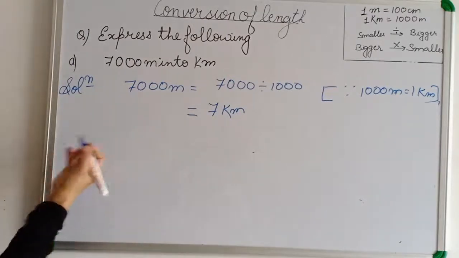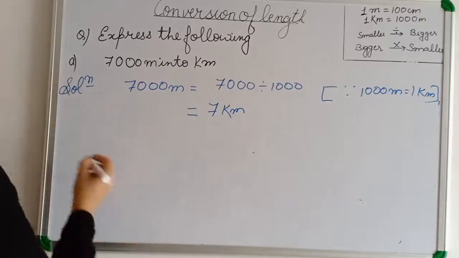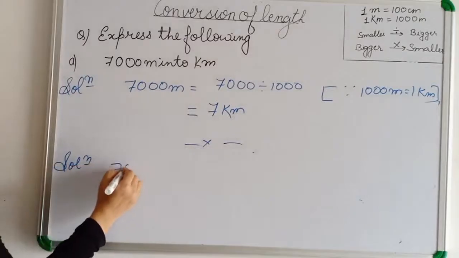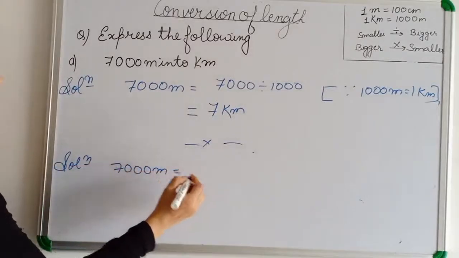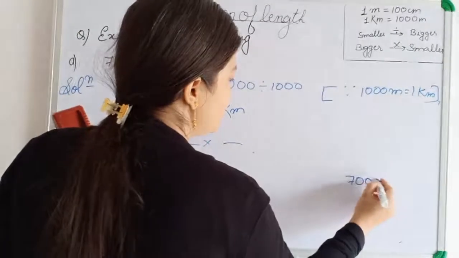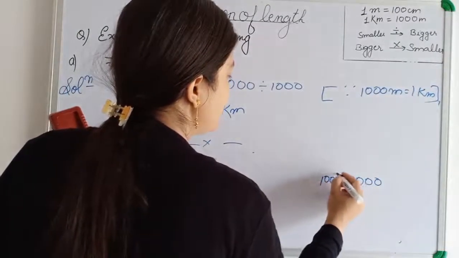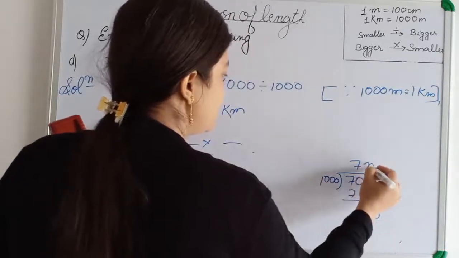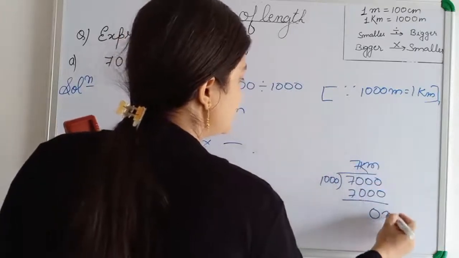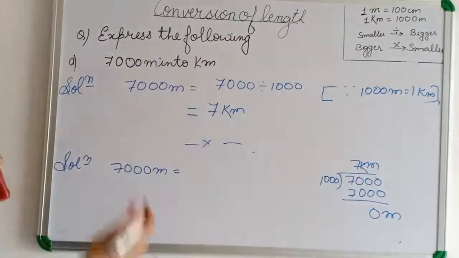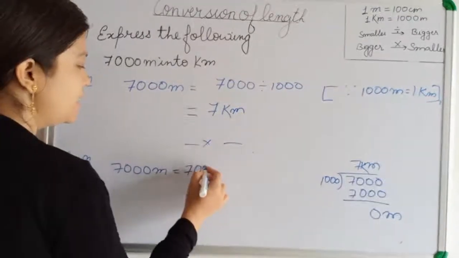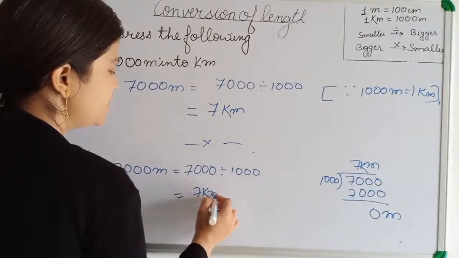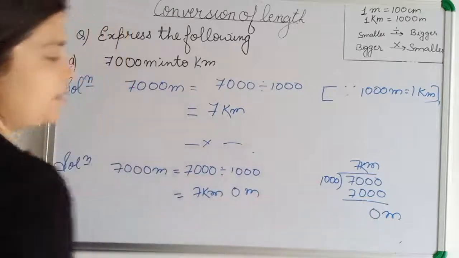Now another way, that is by division you can do. You can see 7000, we will divide by 1000. It goes 7 times and there is 0 remainder. So this is meter and this is kilometer. So here it is 7 kilometer and 0 meter. So simply we are writing like that. So it will be 7 kilometer and 0 meter. Like that we can do. Okay.